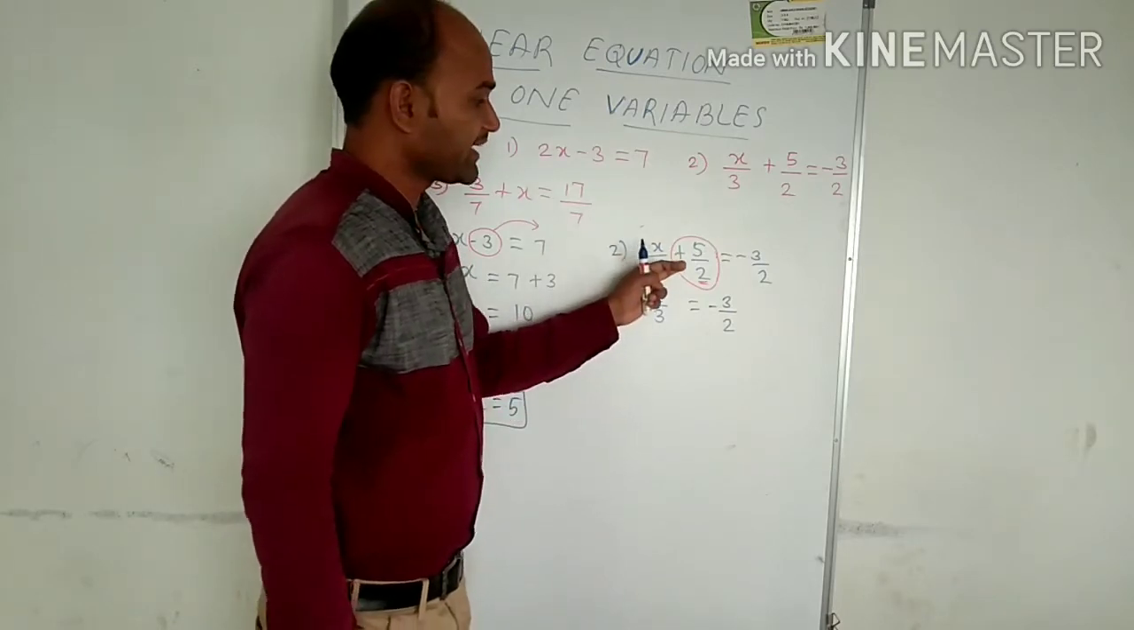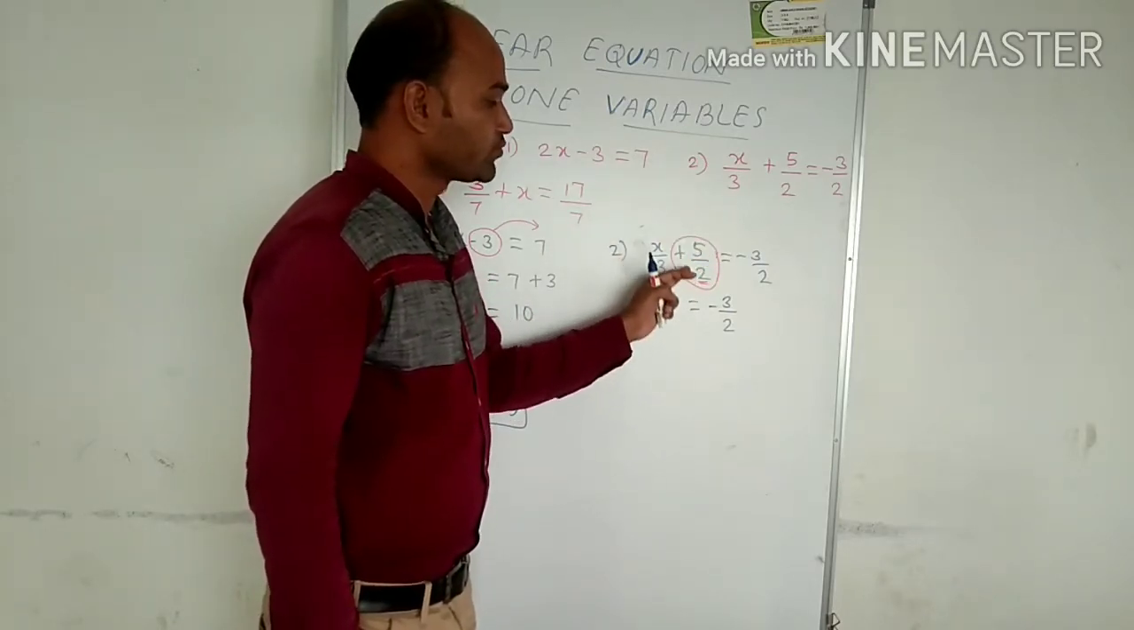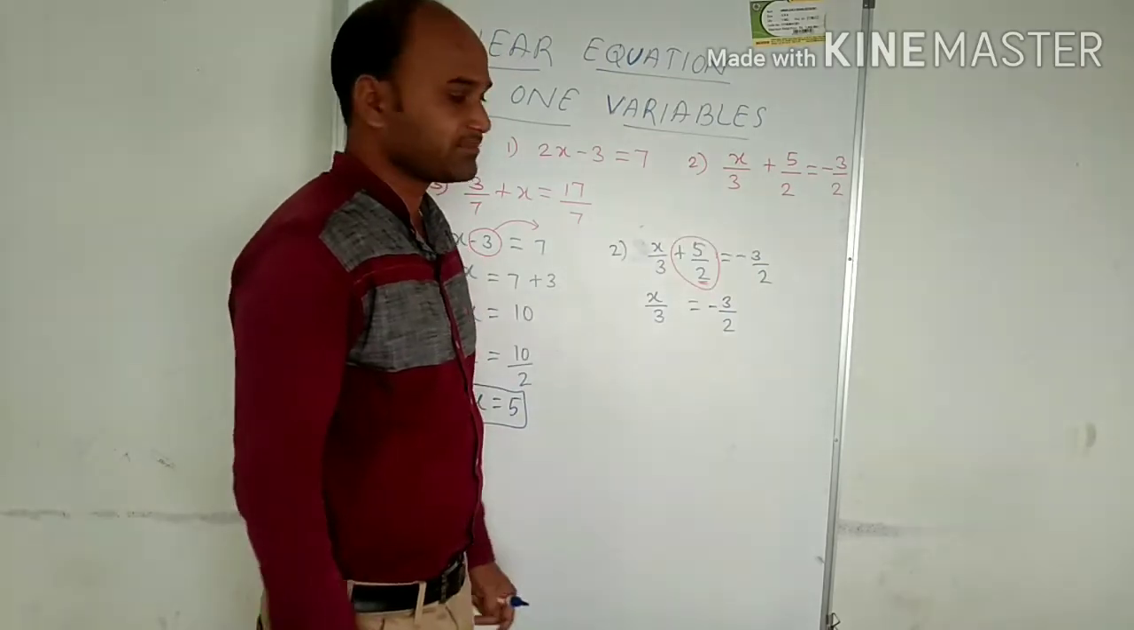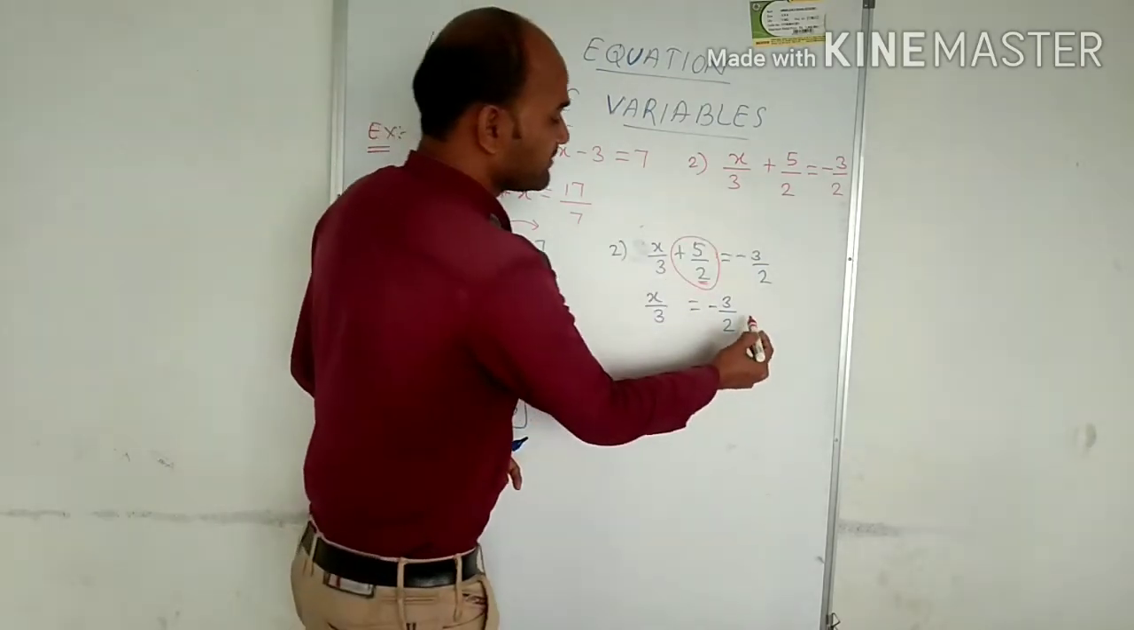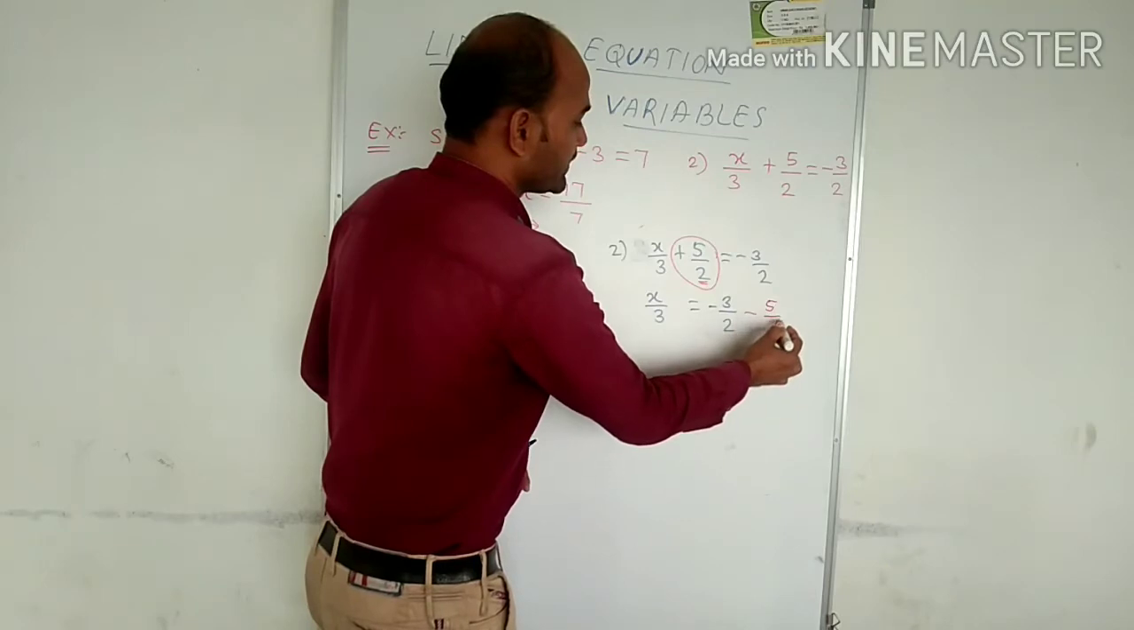But what we are doing is transferring that complete term, 5 upon 2. It means that if it is plus, then it becomes minus 5 upon 2.